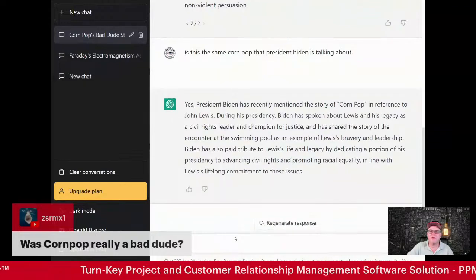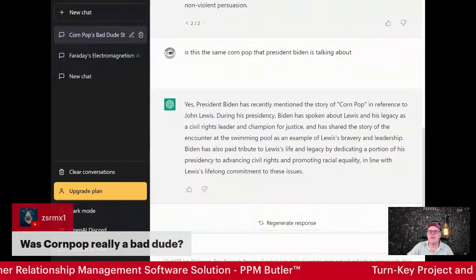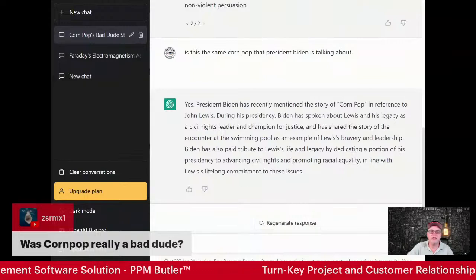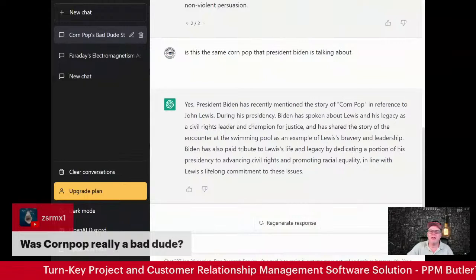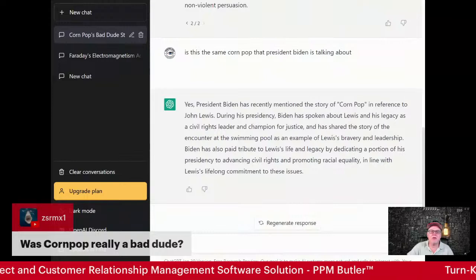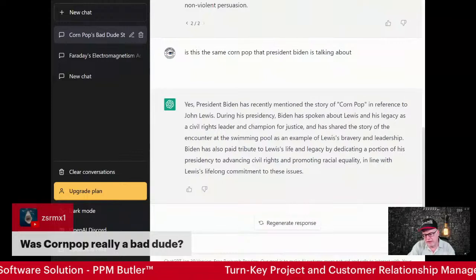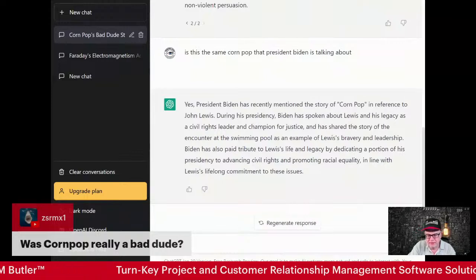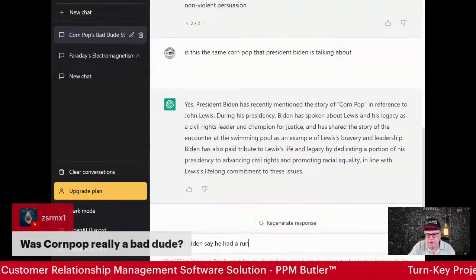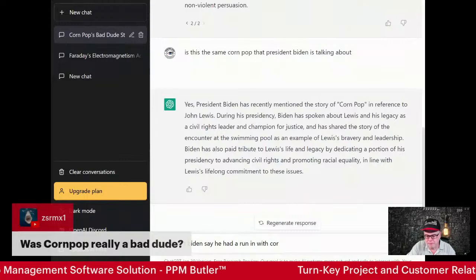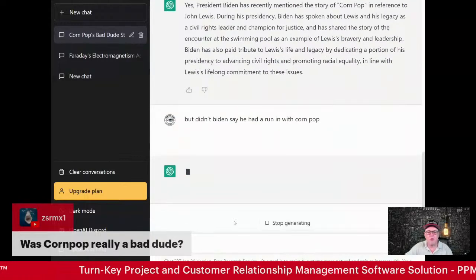During his presidency, Biden has spoken out about Lewis and his legacy as a civil rights leader and champion for justice. And he shared the story of the encounter at the swimming pool as an example of Lewis's bravery and leadership. Biden has also paid tribute to Lewis's legacy. But, you know, I got to follow up to that. But didn't Biden say he had a run-in with Corn Pop? I really should have gone down this little hole.